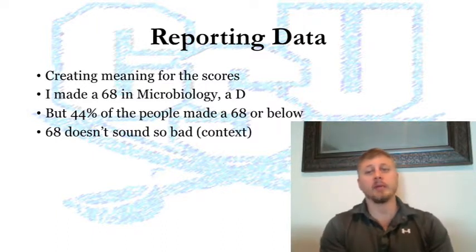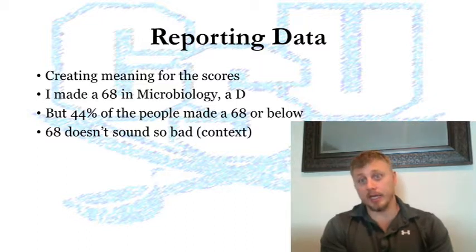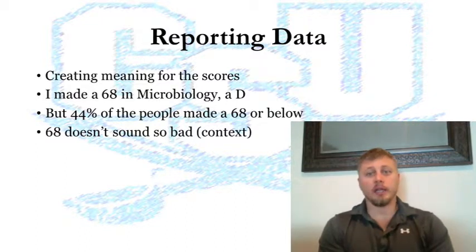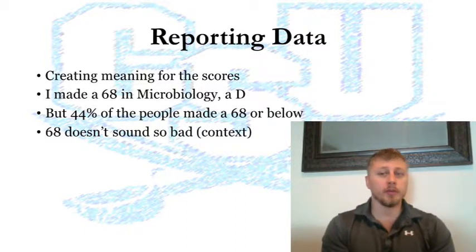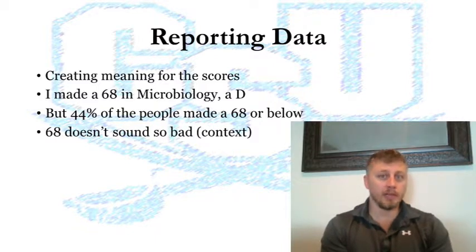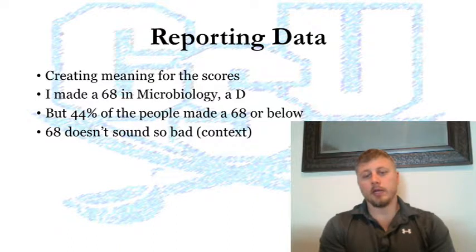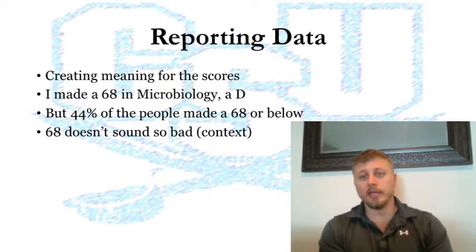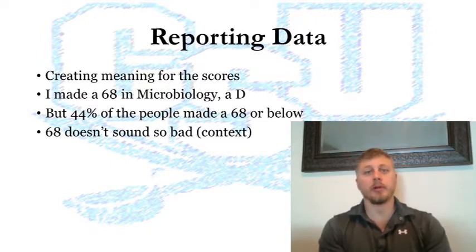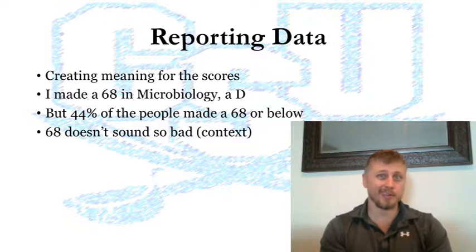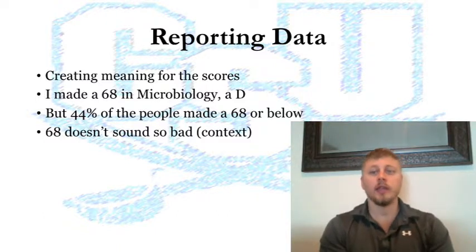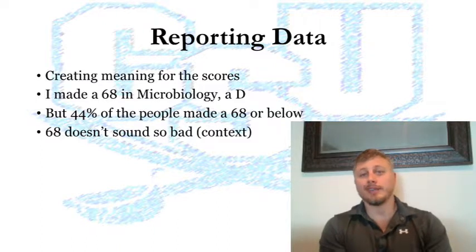I made a 68 in microbiology. That sounds bad. I mean, I made a D, but you look at the 44% of the other people that either made a 68 or less. Again, there are a lot of people who failed that class. The context is I made a D and it doesn't sound so great, but we flipped this coin over. Now I was part of the 56% of the people who passed, right? So a little bit more than half the people passed that class. So now we're looking at a 68 and it doesn't sound so bad.